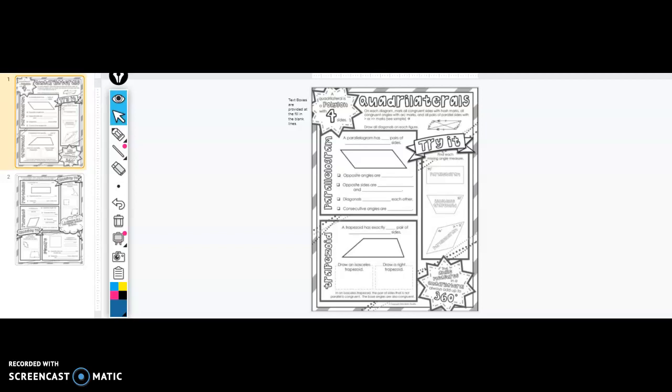Okay, we're going to continue our quadrilateral doodle notes. We're going to do rectangles, rhombuses, and squares today. That's going to be on slide 2.